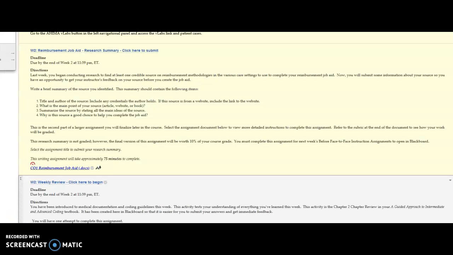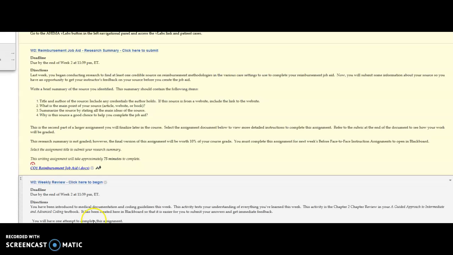The next thing is the reimbursement job aid. So this is just the research summary. You are going to be writing a brief summary of the source that you identified, which should include the title and the author, include the credentials, what is the main point of your source, summarize the source by stating all of the main points or main ideas, and then why is this source a good choice for you to help complete the job aid.